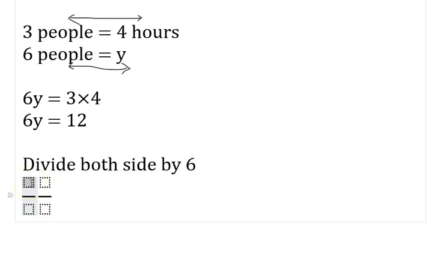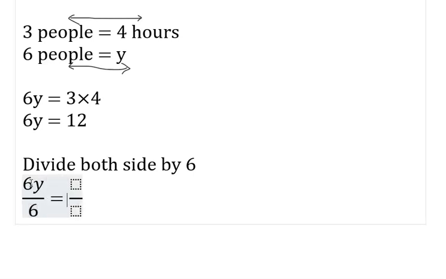Here we have 6y. We are dividing both sides by 6. We have our equality sign here. Here we have 12. Here we are dividing by 6. Beautiful.